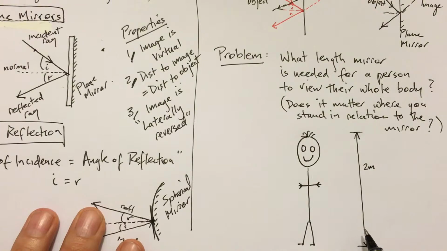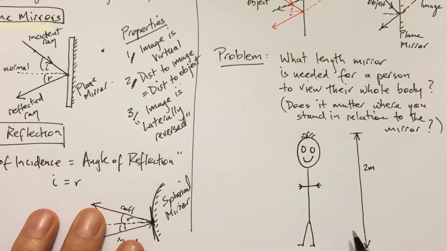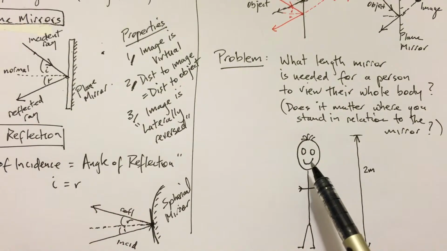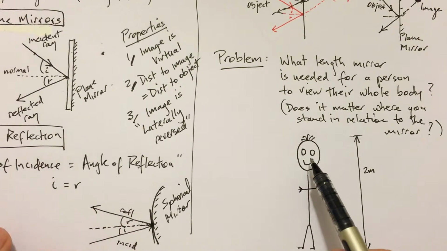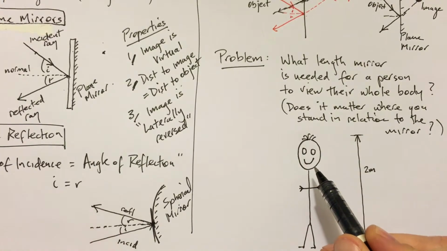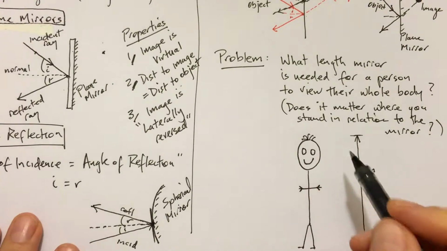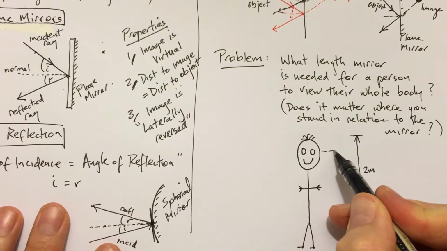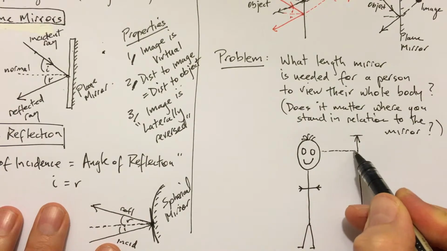What's the most important reference point in all of this? Well, it's really his eyes. Because if you're looking at yourself in the mirror, it's your eyes that are taking in the light and forming the image in your brain, and so really we need to do it relative to his eyes. So let's look at, say, a lateral line across here.